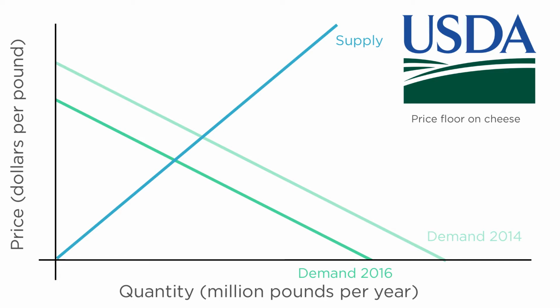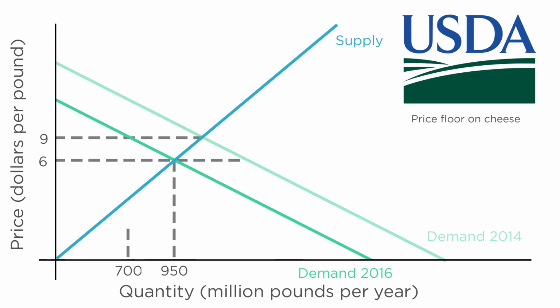Let's graph the situation. Let's assume the drop in demand for cheese, the free market price would be $6 per pound and the free market quantity would be 950 million pounds. But the government's price floor means the price is stuck at $9 per pound. The shift in demand still happened, so quantity demanded is still lower. Demand doesn't come back magically just because the government sets a price floor. So the quantity demanded at the artificially high price is 700 million pounds, below the free market equilibrium quantity. The result is a huge surplus of cheese that no one wants.